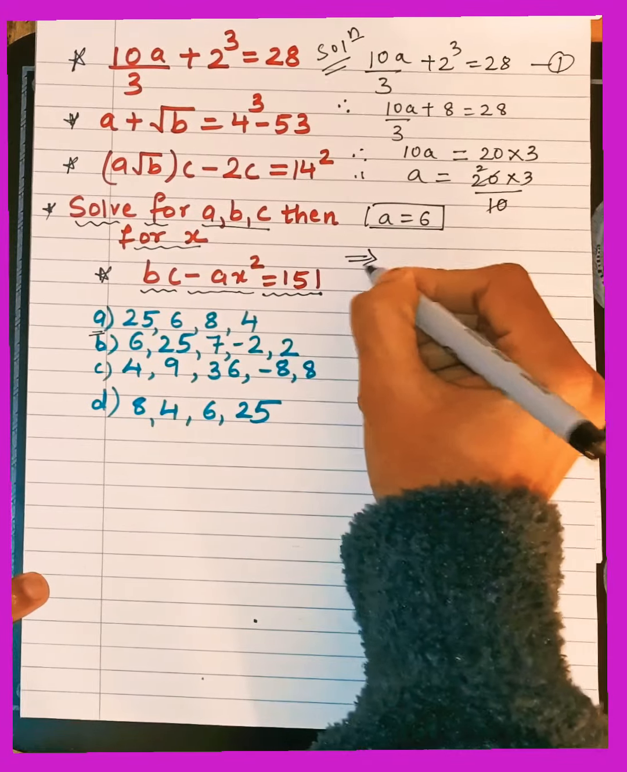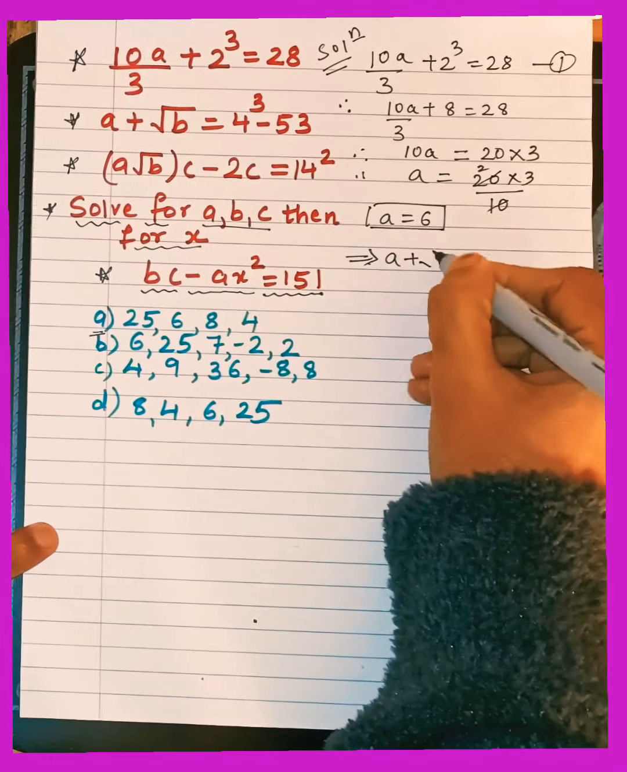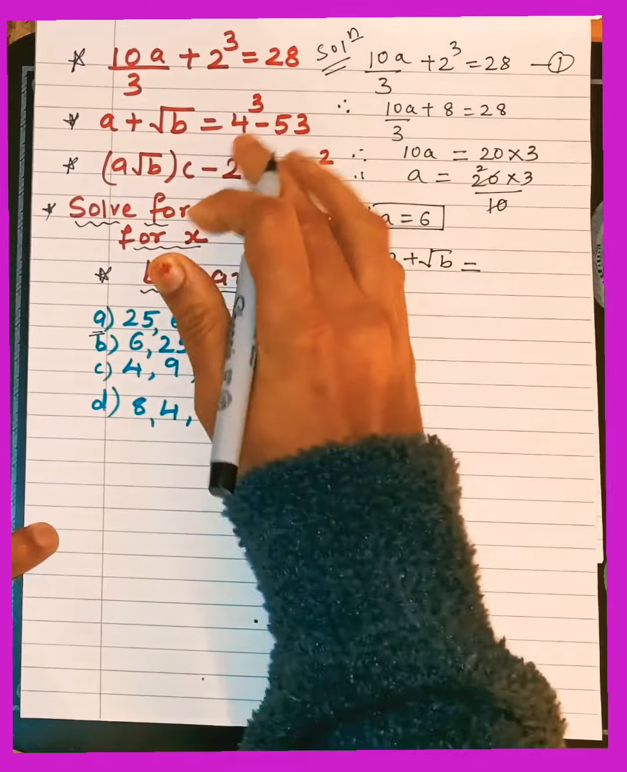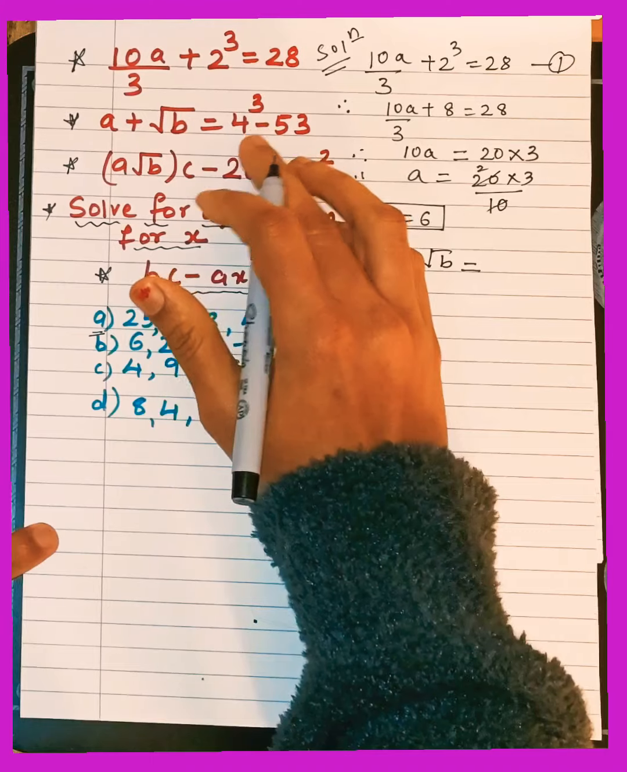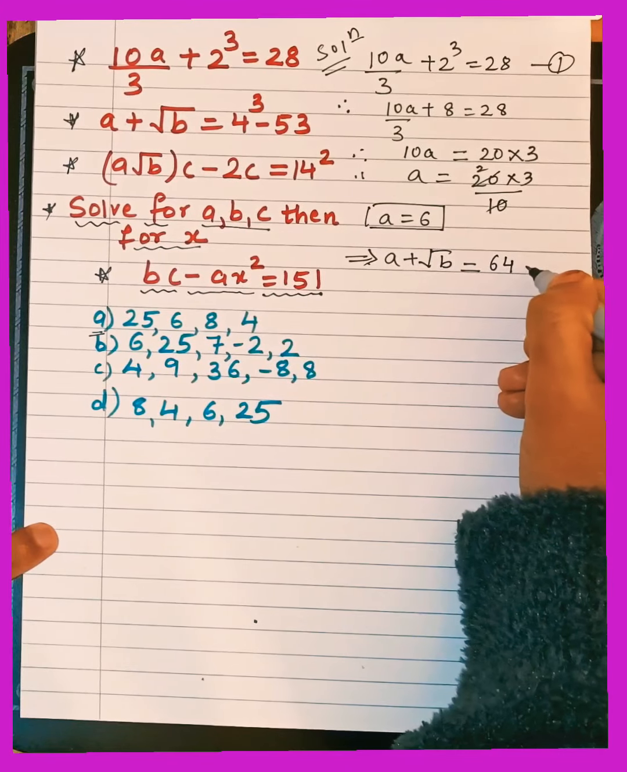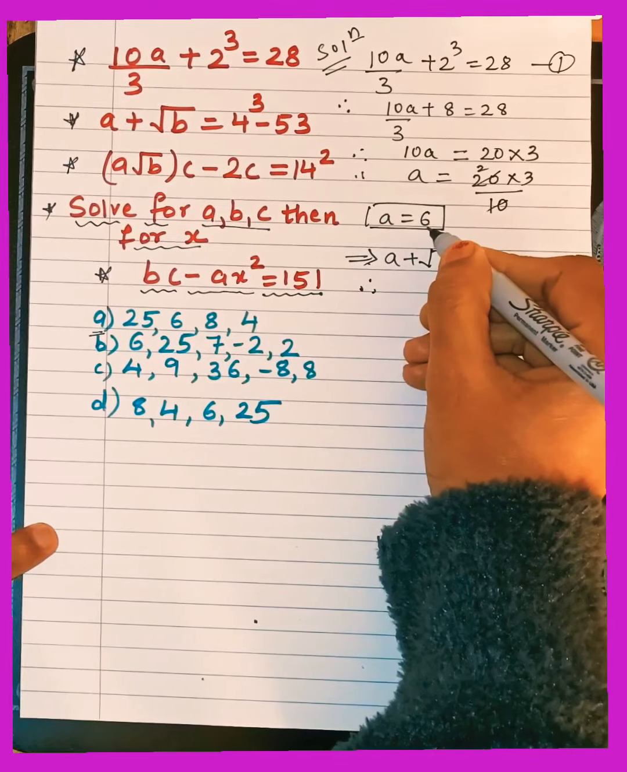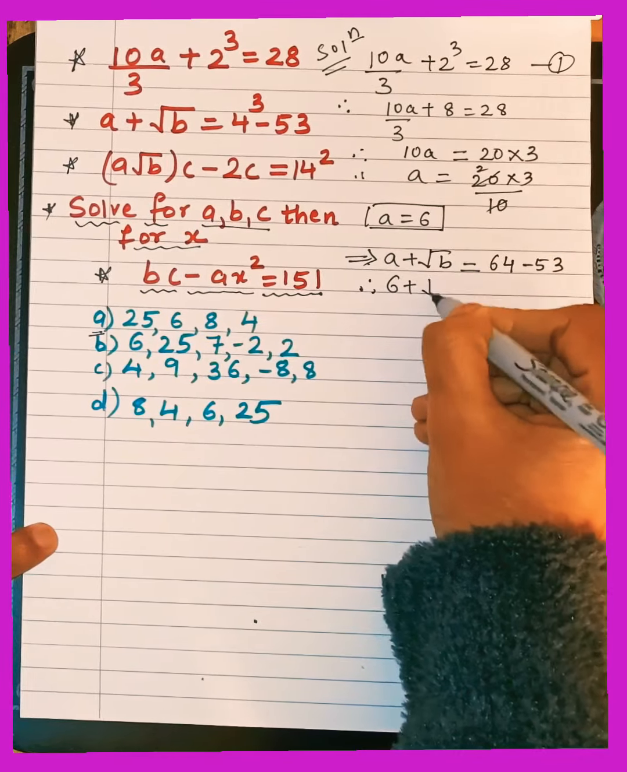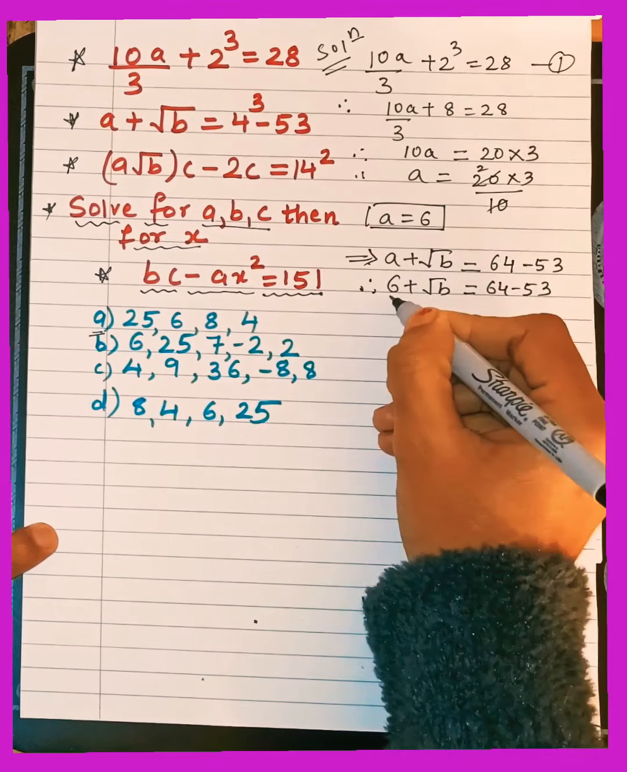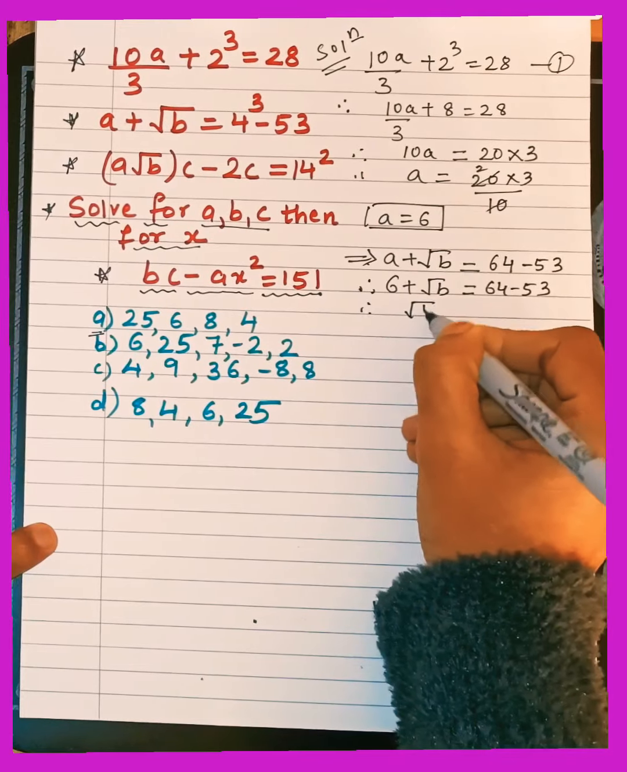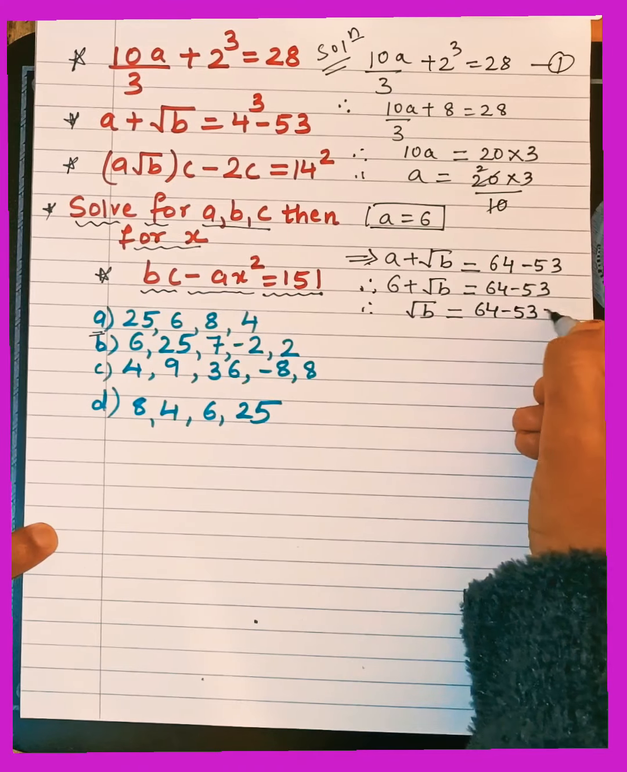Now moving ahead with the second equation. The second equation is a plus root b equal to 4 cube minus 53. So what is 4 cube? 4 cube is 4 fours are 16, 16 fours are 64, minus 53. Now we have the value of a, so substituting the value of a, 6 plus root b equal to 64 minus 53. Now this 6 I am shifting that side. So I will get root b equals 64 minus 53 minus 6.